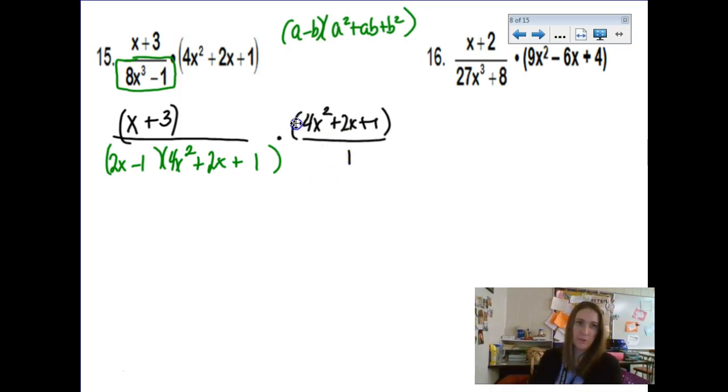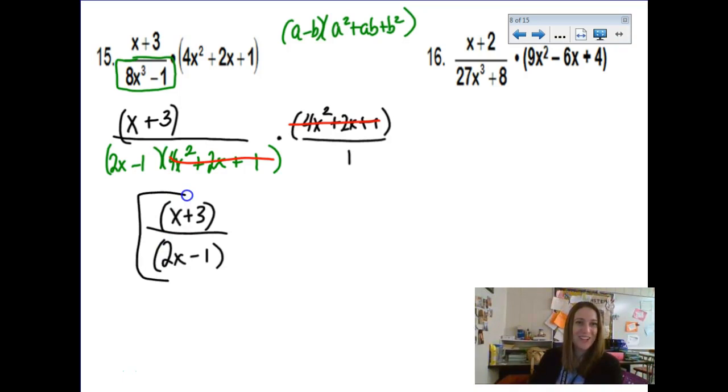So, something kind of awesome. You should notice those are gone, which was the bulk of the problem. So all I have left in my numerator is x plus 3 divided by 2x minus 1. Awesome. So a good refresher of some factoring patterns that maybe you guys want to ignore, but you shouldn't.